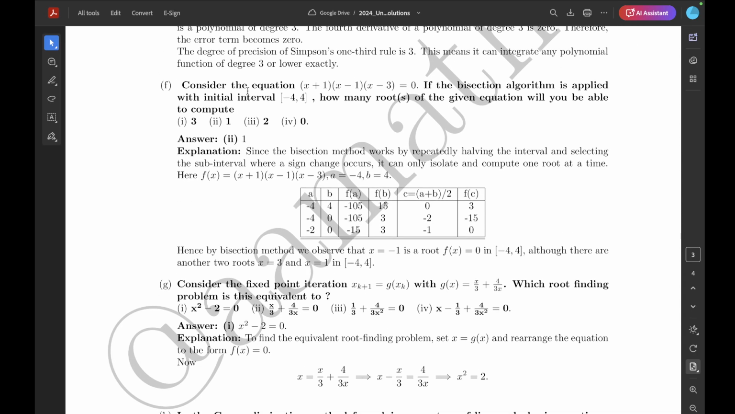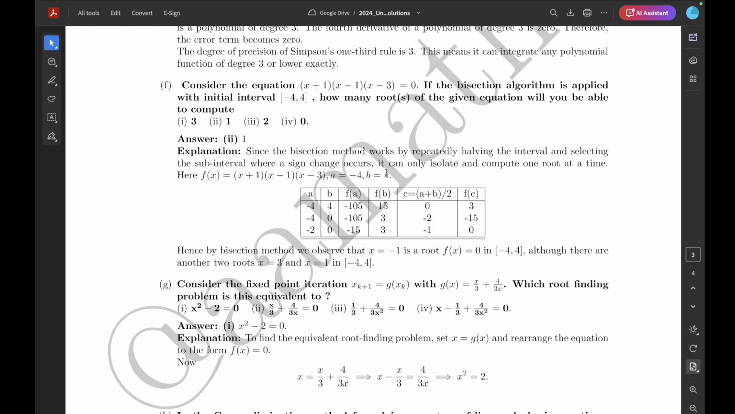Next question, F. Consider the equation (x plus 1)(x minus 1)(x minus 3) equal to 0. If the bisection algorithm is applied to the initial interval minus 4 to 4, how many roots of the given equation will you be able to compute? Correct option is 2. Clearly, there are 3 roots here, minus 1, 1 and 3. All lie within this interval minus 4 to 4.